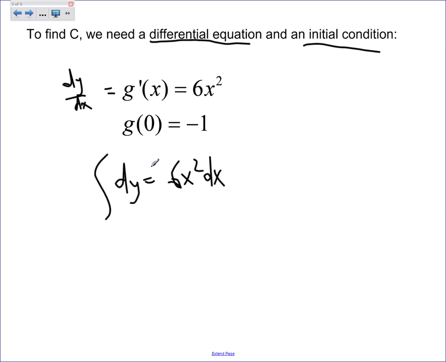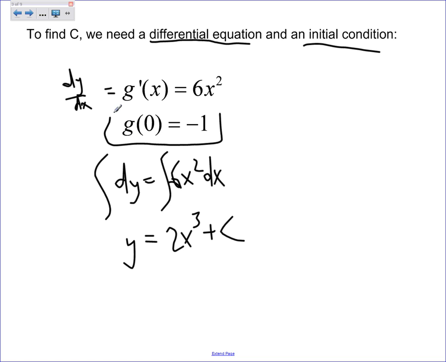And we can then integrate. On this side we get y, and on this side we add 1 to the exponent and divide by the new exponent, so we get 6x cubed over 3, which is 2x cubed plus c. Now, I told you today we'd figure out what the plus c is, and we're just going to use this initial condition to figure out what c is.